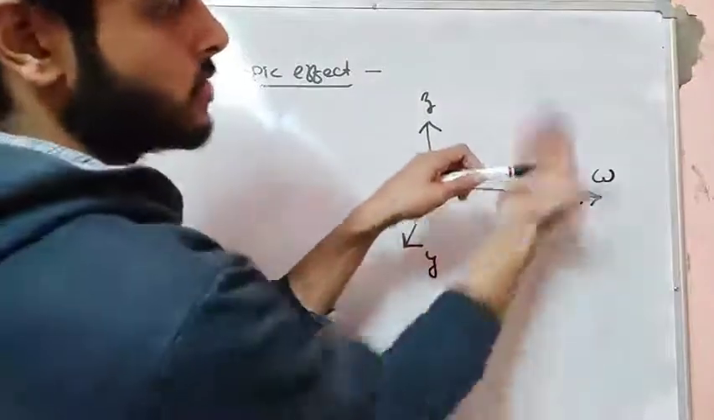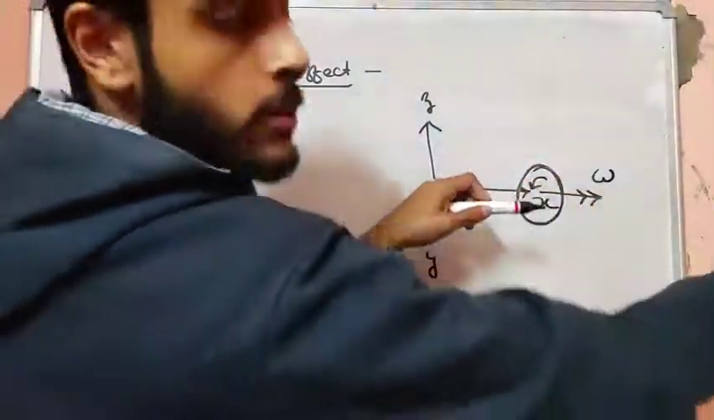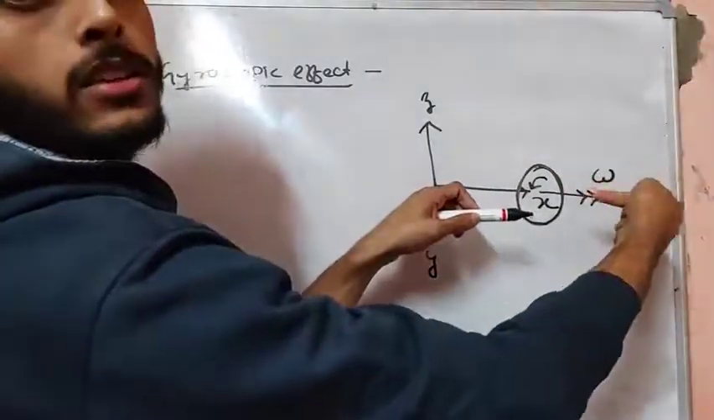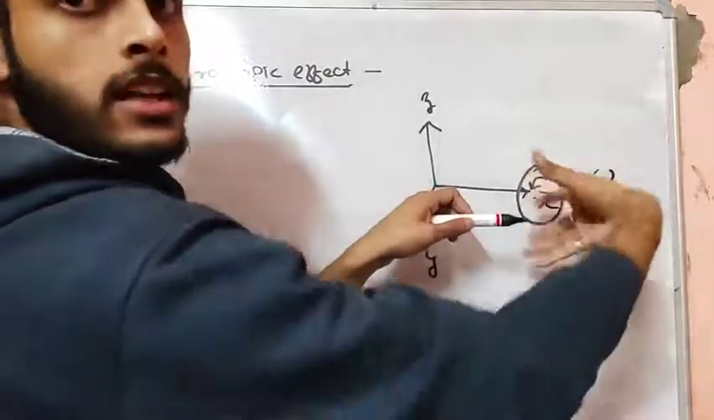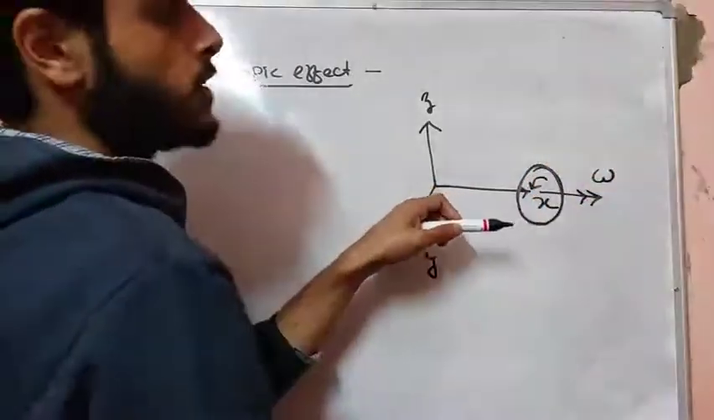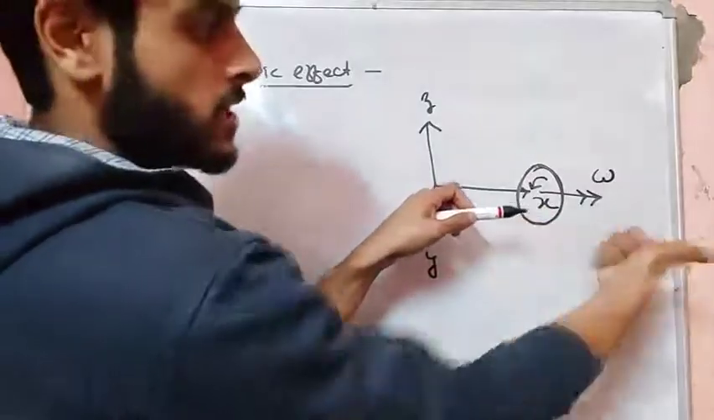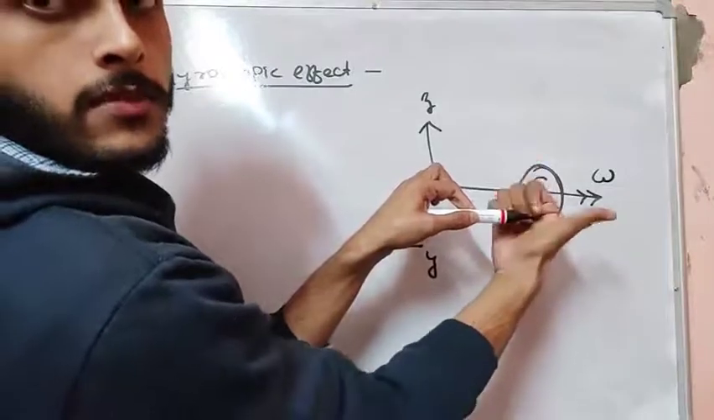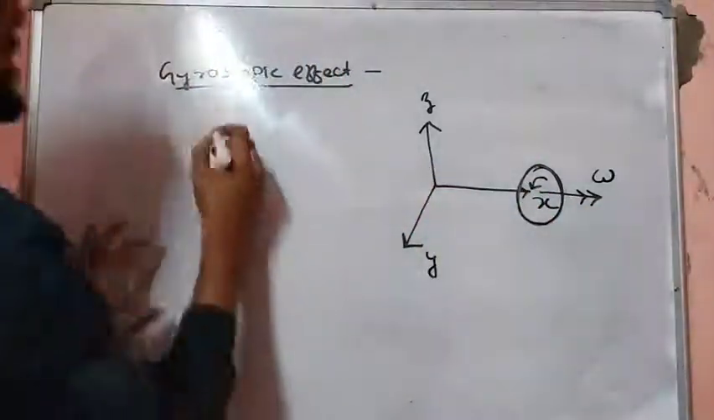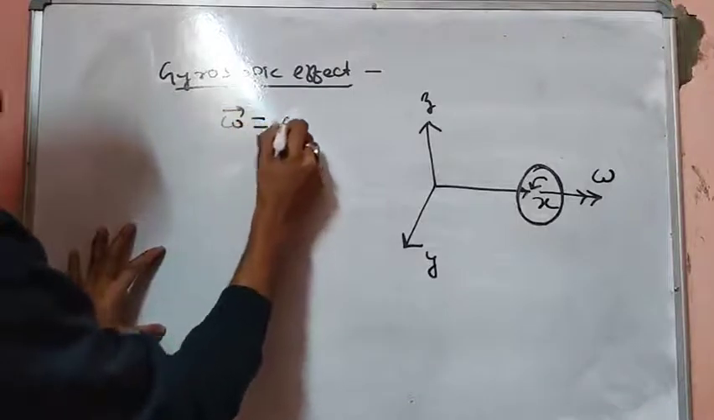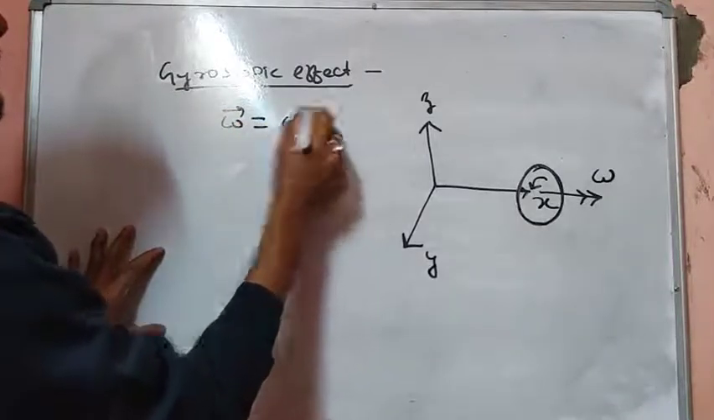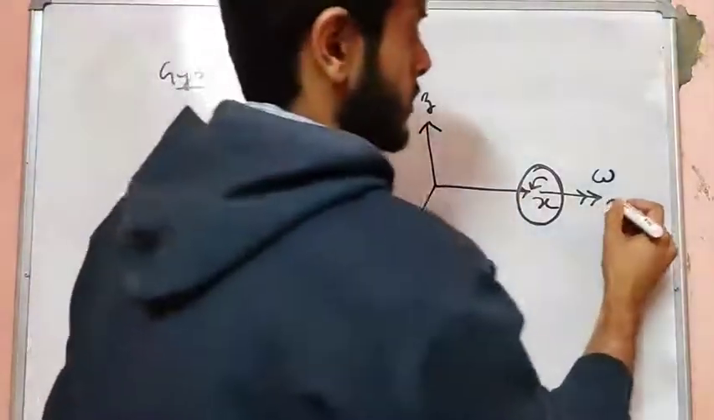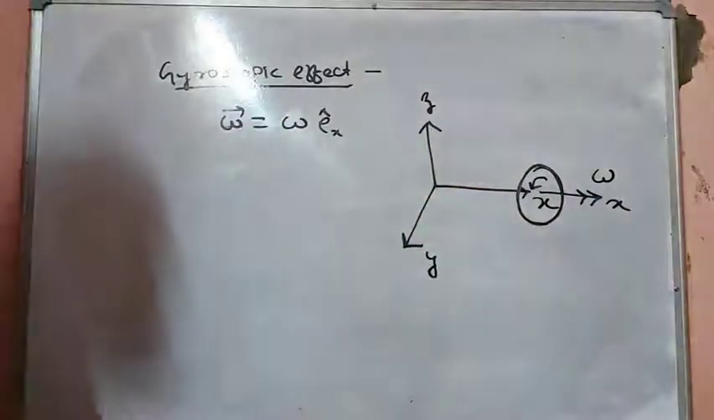So this is our x-axis. If we look into the disc from this side, it is rotating in the counterclockwise direction. Okay, so the angular velocity vector has a direction like this, according to the right hand thumb rule. So the omega vector is given as magnitude times Ex, where Ex is the unit vector along the x direction.